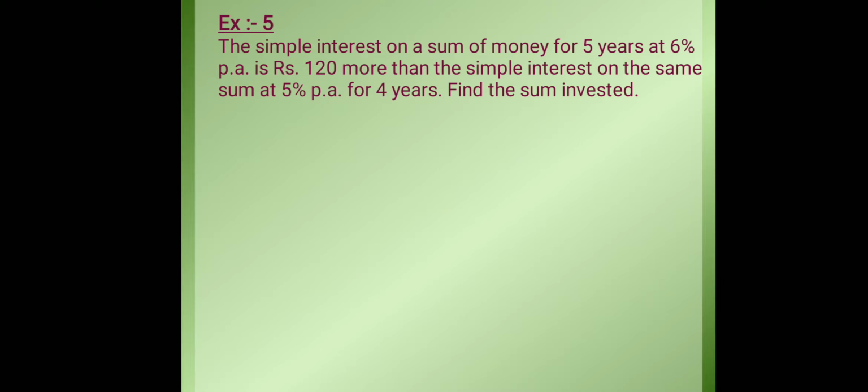Now, the simple interest on a sum of money for 5 years at 6% per annum is rupees 120 more than the simple interest on the same sum at 5% per annum for 4 years. Find the sum invested. We have to find the sum of money that we invested in this case. Let us find the solution. Here, let the principal be rupees 100 in both the cases.